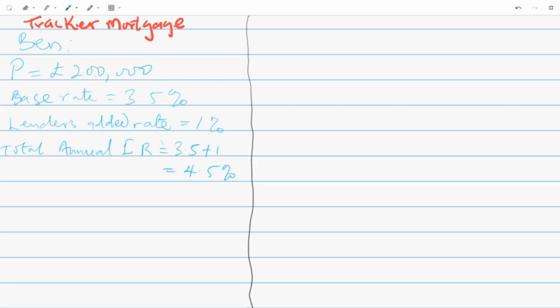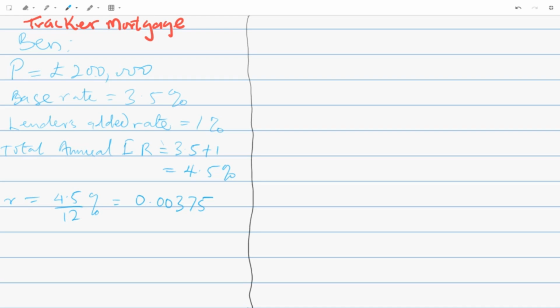We need to now calculate the monthly interest rate. So to do that, as we did before in the fixed rate mortgage, we now have 4.5 over 12 percent. And if you do that correctly, you would have 0.00375, I think. Yeah, that's right. So that's what you should have approximately.